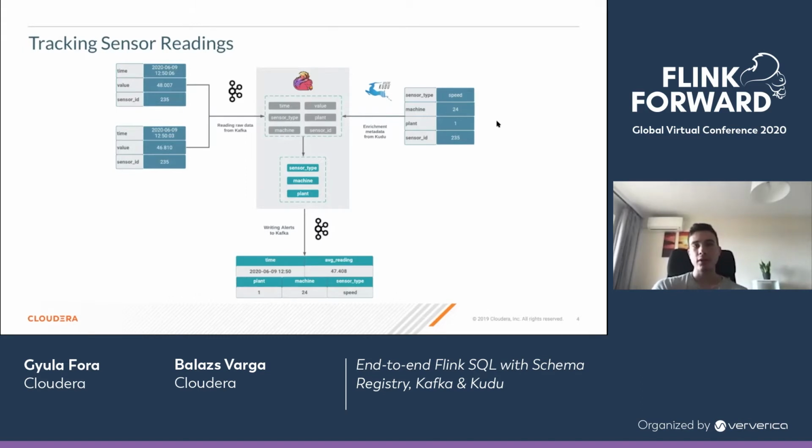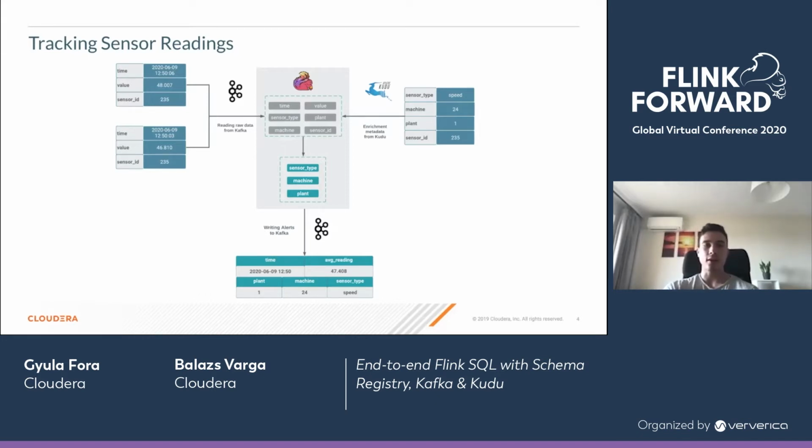We will want to join these two streams, so perform the enrichment, and then group by certain attributes and perform an aggregation to produce alerts. So we want to know if some machines are not working properly, and we produce an average reading of the sensors in case some of them are broken.